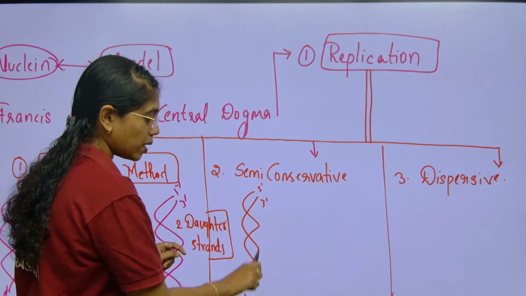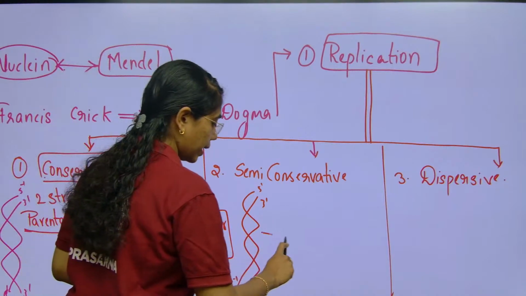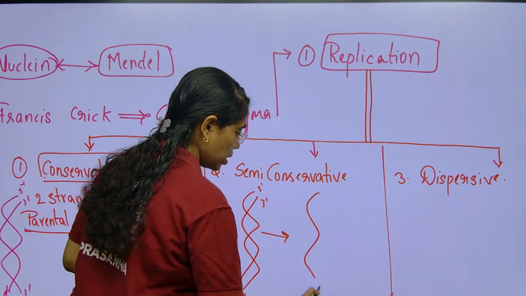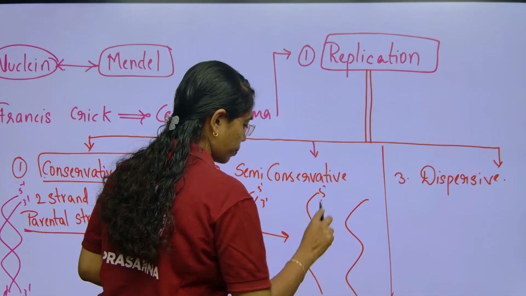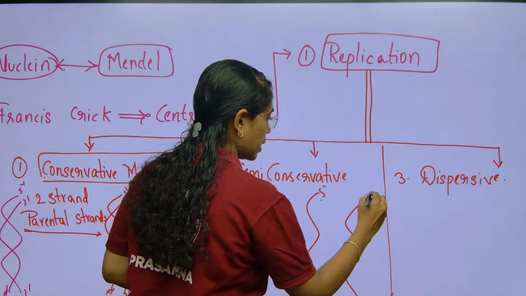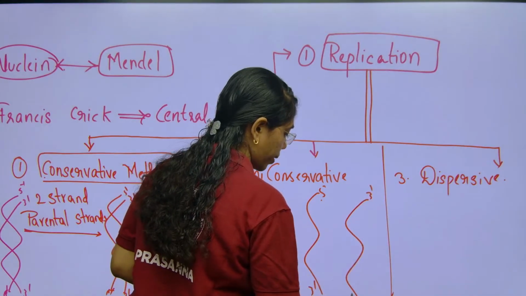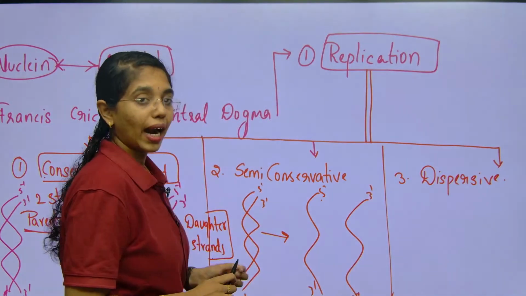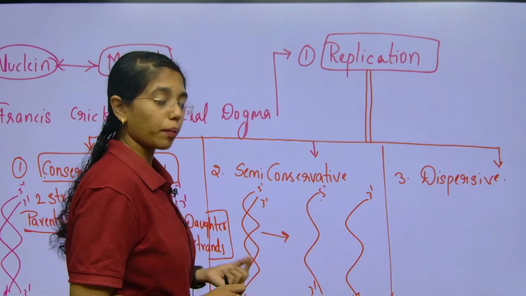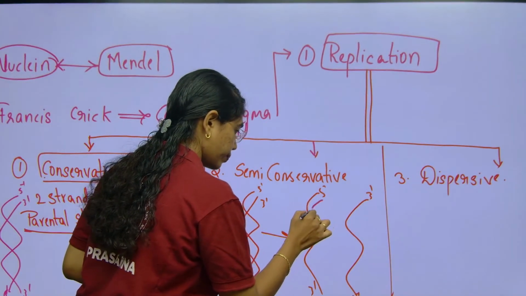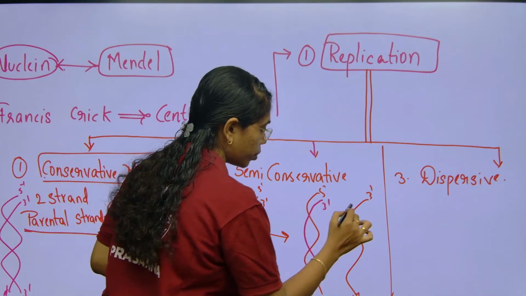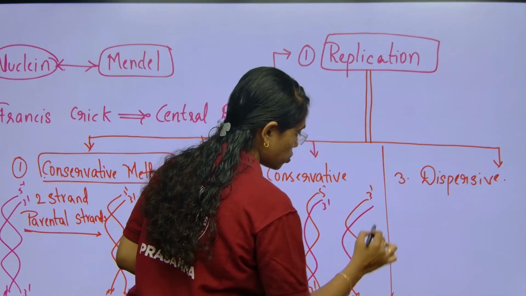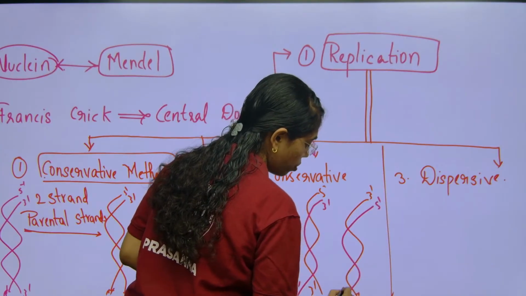Each strand is a parental strand. One is from 5 prime to 3 prime, the second from 3 prime to 5 prime. To this parental strand, the daughter strand is being replicated separately. Synthesis will always be from 5 prime to 3 prime.